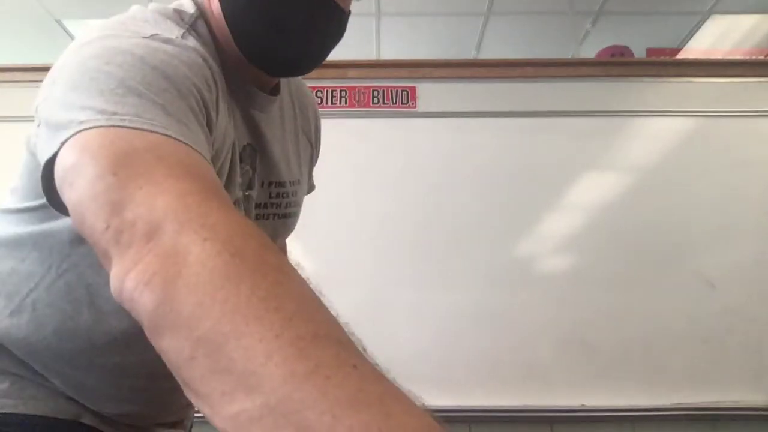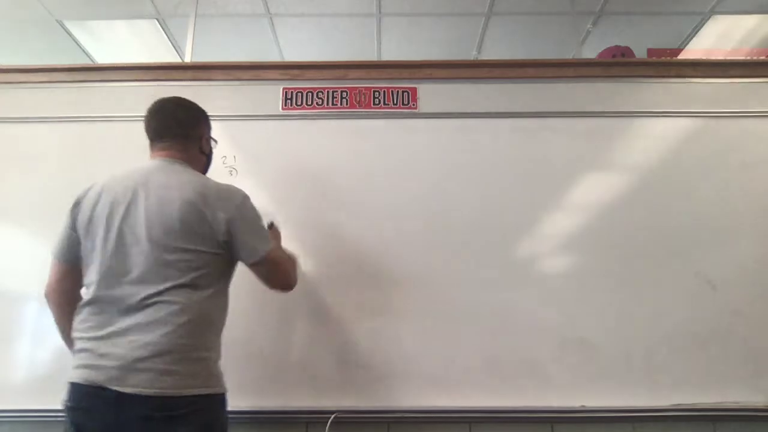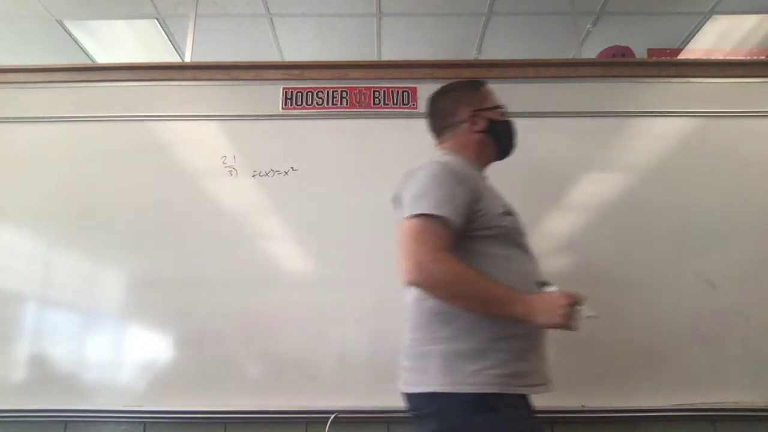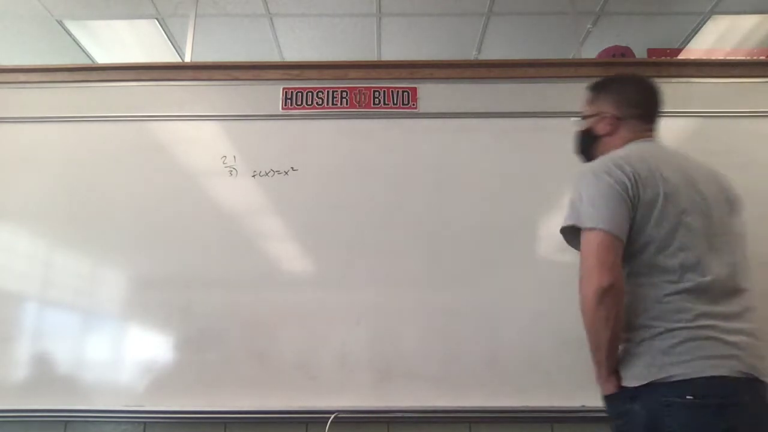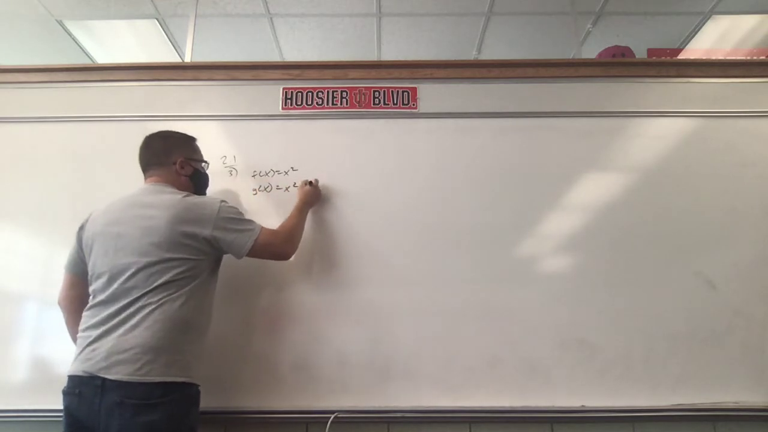On section 2-1, we'll look at question number 3. It says, describe the transformation of f of x equals x squared. And then they give us g of x is x squared... is that plus 3 or minus 3? Minus 3. G of x is x squared minus 3.